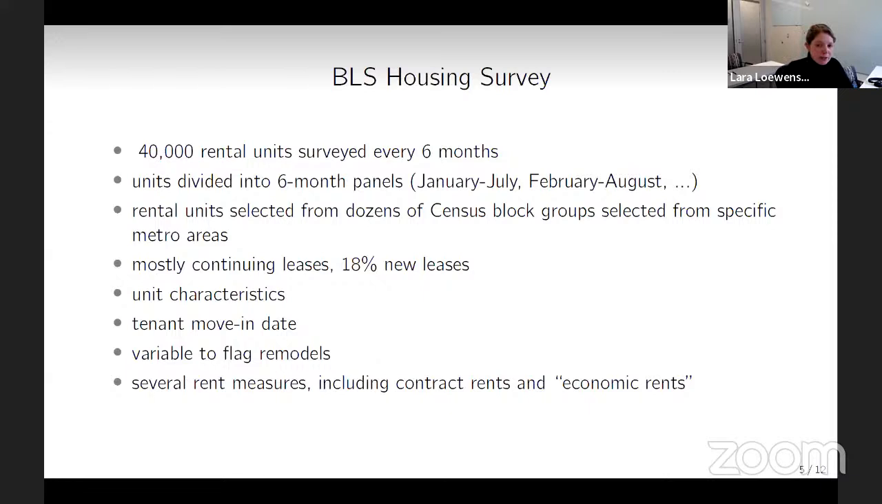It also includes a variety of information, including the unit characteristics, when the tenant has moved in, and flags for changes to the unit's characteristics, such as remodels. It also includes other measures, including contract rents and what we're going to use, which is economic rents. In addition to other differences between CPI tenant rent and these alternative rent measures, the BLS goes through a lot of effort to create measures of rent and prices in general that are constant in terms of quality. For example, they will make adjustments to the rent for changes in what utilities are covered in rent, et cetera, which is again very unique to how the CPI tenant rent is designed.